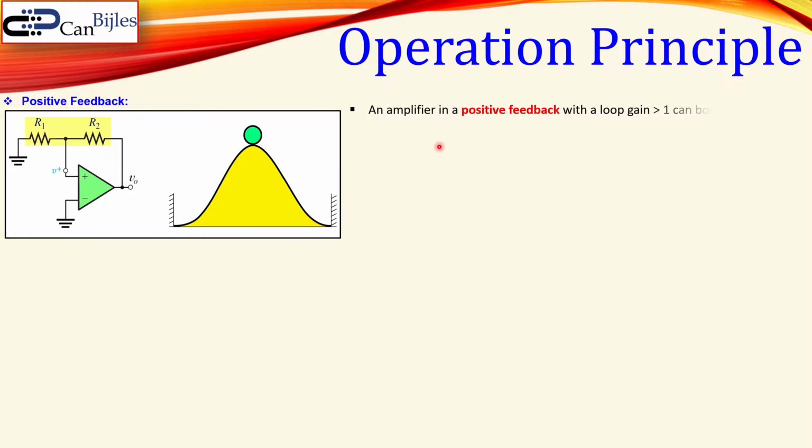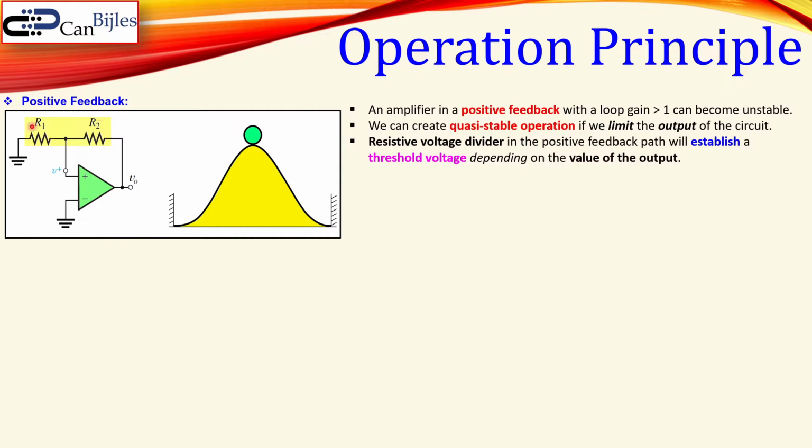So we can say in general an amplifier with positive feedback with a loop gain larger than 1, that is necessary, can become unstable in general. But we can create what we call quasi-stable operation if we limit the output to certain values. If there is a resistor voltage divider as shown here in a positive feedback, that will then establish some voltage at this node depending on the voltage of the output. So if the voltage is, let's say, the maximum, then you get a part of it here at this node by using the voltage divider rule. If this is the minimum, then you get again another threshold at this node. So we have then two threshold voltages depending on the output voltage.